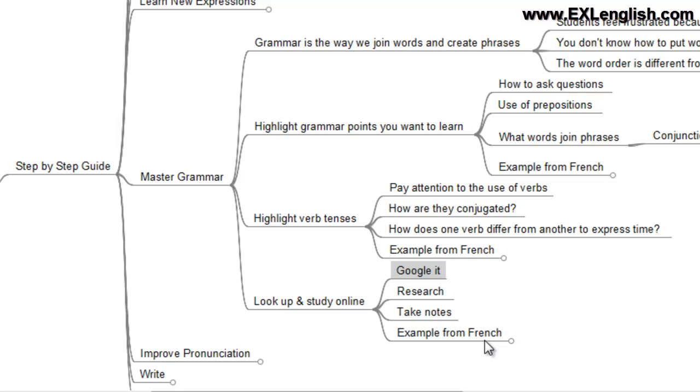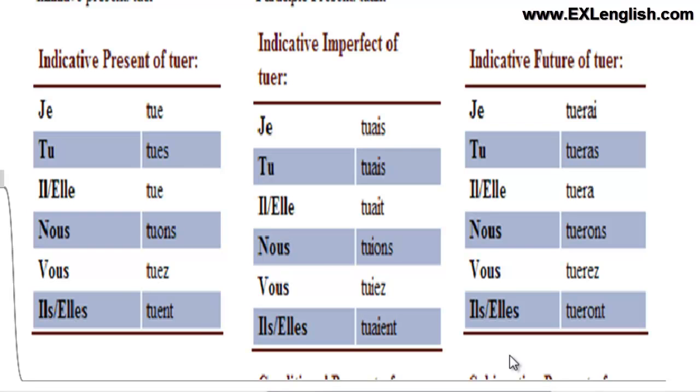So look at an example here from my French lesson. You can see that I looked up a site that showed me how to conjugate the verb to kill. So as I started to analyze the different formations of the verbs, I didn't necessarily try to memorize it. I was just observing how the verbs are used to express different perspectives of time.